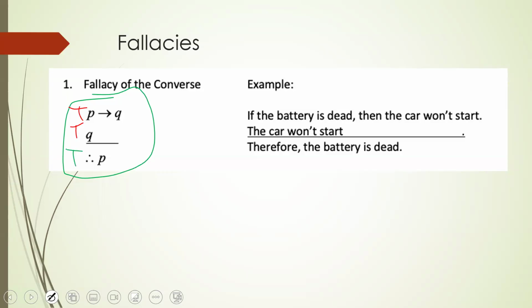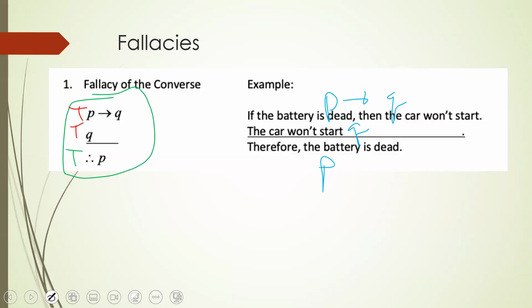So here we conclude that P must be true, okay? And as we'll see, that doesn't work. So let's look at an example over here on the right. So if the battery is dead, then the car won't start. So this is a conditional. It's a P implies Q, P being the battery is dead, Q being the car won't start. And here we're given that the car won't start. So the second part of that. So therefore we conclude P, that the battery is dead.